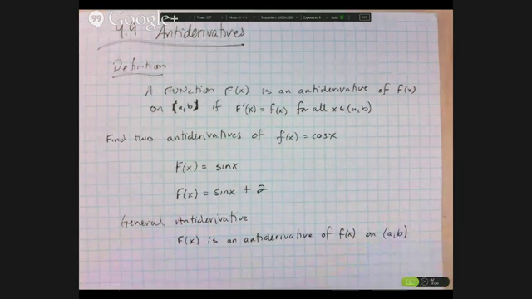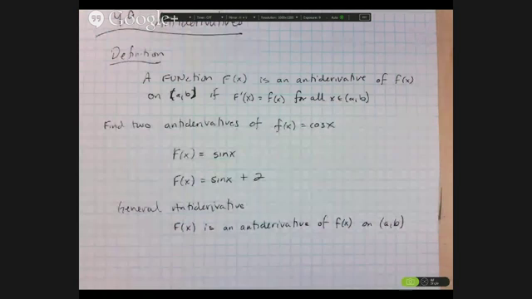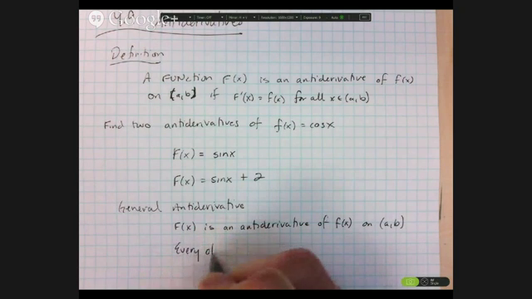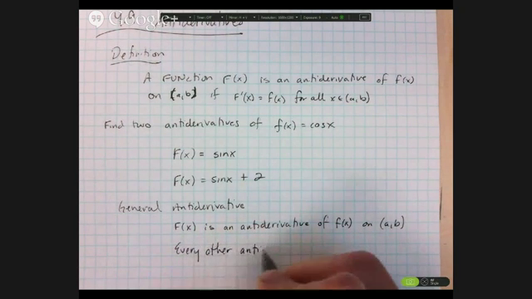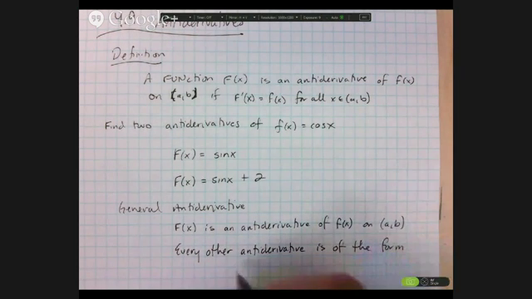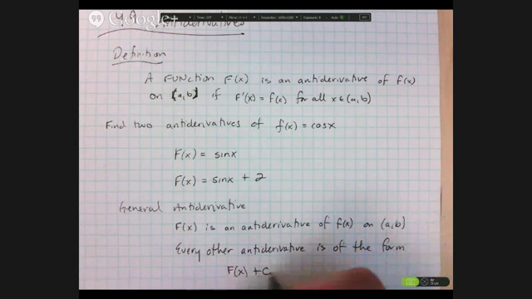Okay, so there's a statement. If big F of x is an antiderivative of little f on (a, b), every other antiderivative is of the form big F of x plus a constant.